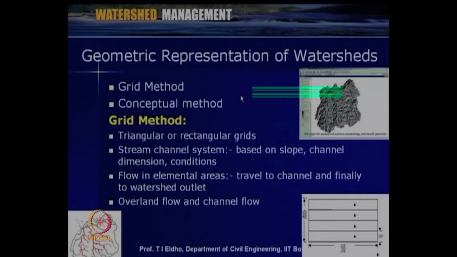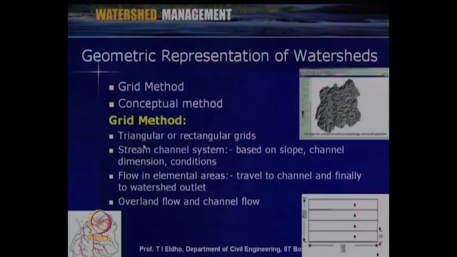Now, when we deal with watershed modeling, we have to represent the various features within the watershed by considering the length aspects or the areal aspects, and then the elevation aspects like that. So, the geometric representation of the watershed is very important in watershed modeling. There are basically two concepts generally used as far as the geometric representation is concerned. The first one is called the grid method, and the second one is called the conceptual method. Both of these methods we will discuss in detail.